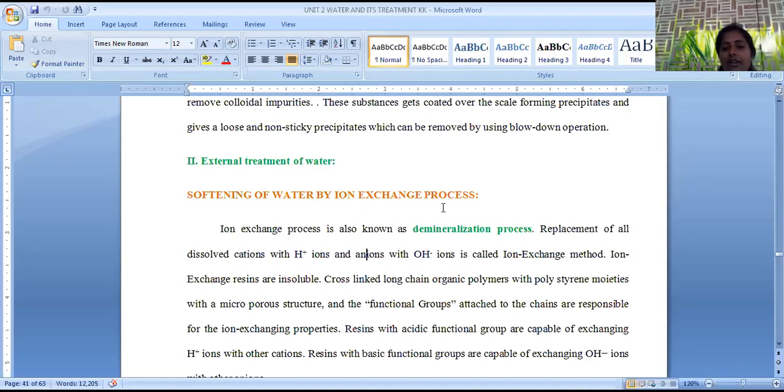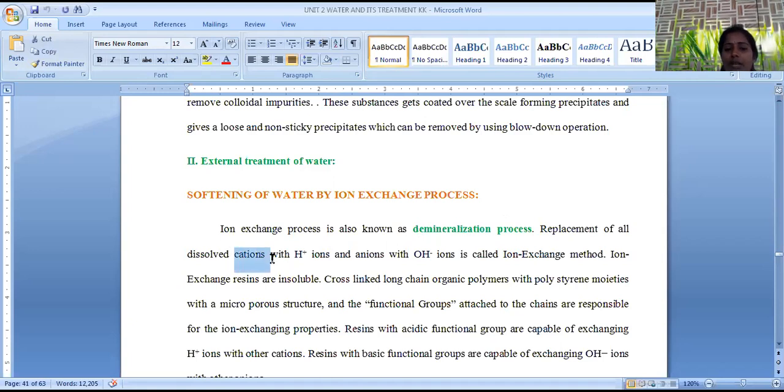So this ion exchange process is more efficient for using water in high pressure boilers and large scale steam generation industries. This method is also called the demineralization process because by using ion exchange, we are replacing the hardness causing ions with H plus and OH minus. We are removing the dissolved minerals present in the water. All the ionizable substances are removed, hence it is called the demineralization process.